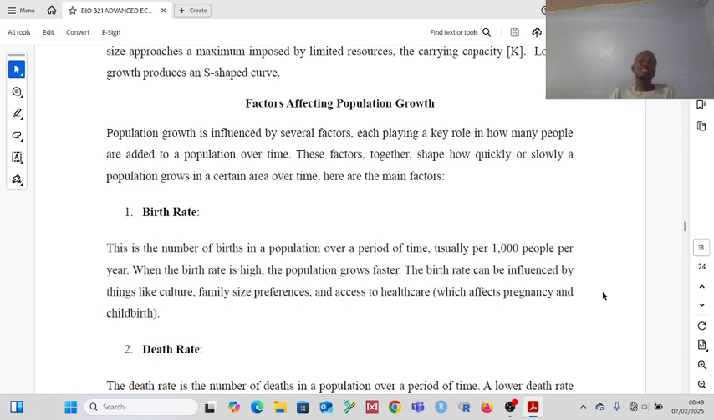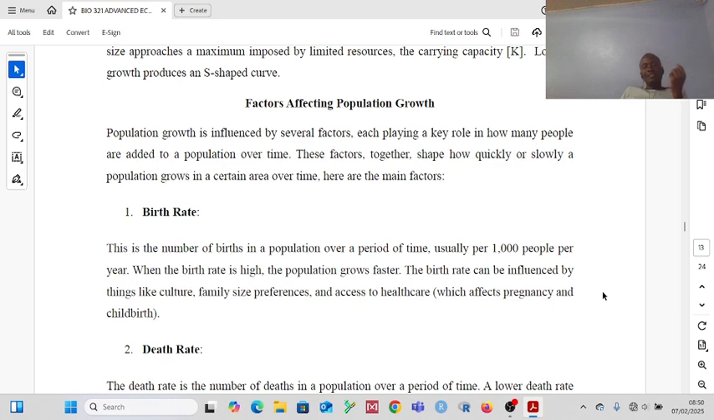Some of the things that can influence the birth rate: one is culture. There are some cultures yenye unazaa watoto wengi, zingine unazaa watoto kidogo. Then the other one is family size preference. So you just decide kwamba sisi tutazaa watoto wawili ama mmoja ama wangapi, you've decided. Then the other one is access to healthcare.